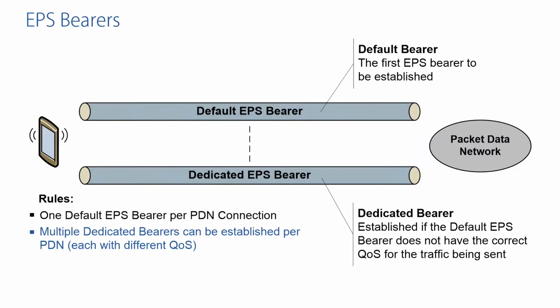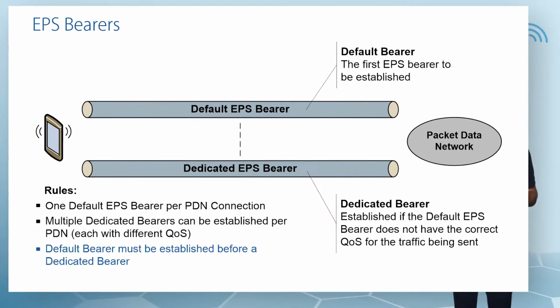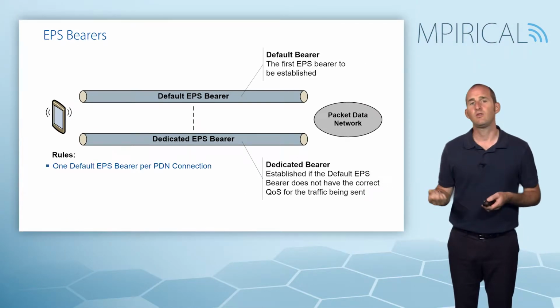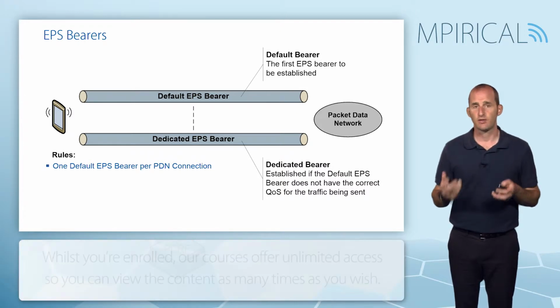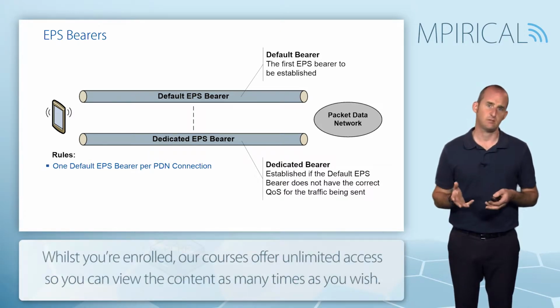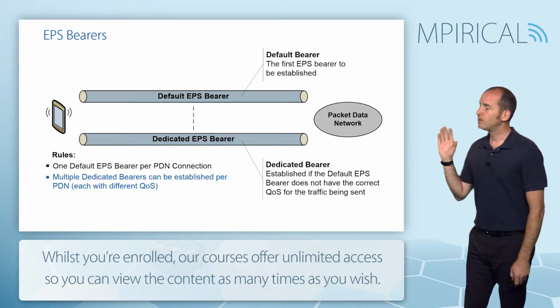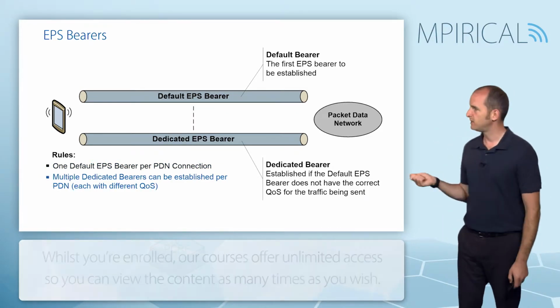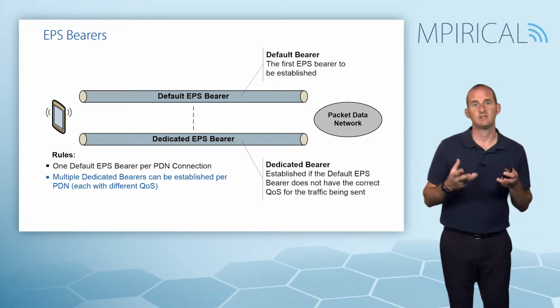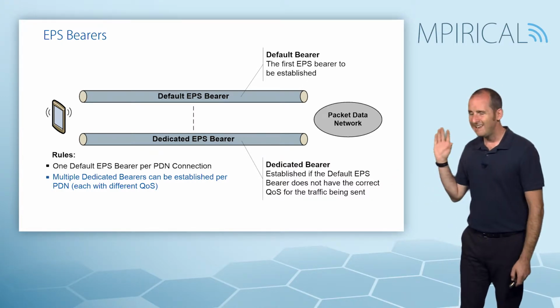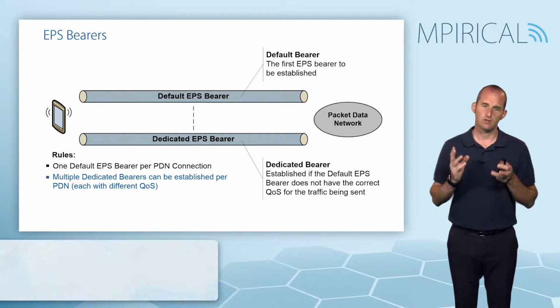So just some key points to note. There's only one default EPS bearer per PDN connection in place. So if I'm connected to 3 different packet data networks, I would have 3 separate default EPS bearers, one for each of them. You can have multiple dedicated bearers, so they can be established per PDN, and each of them would have to have different QoS.